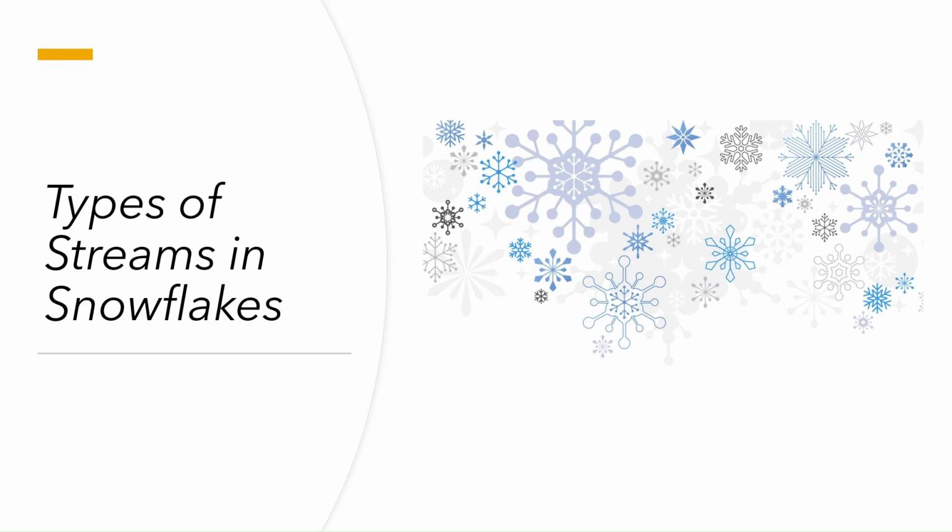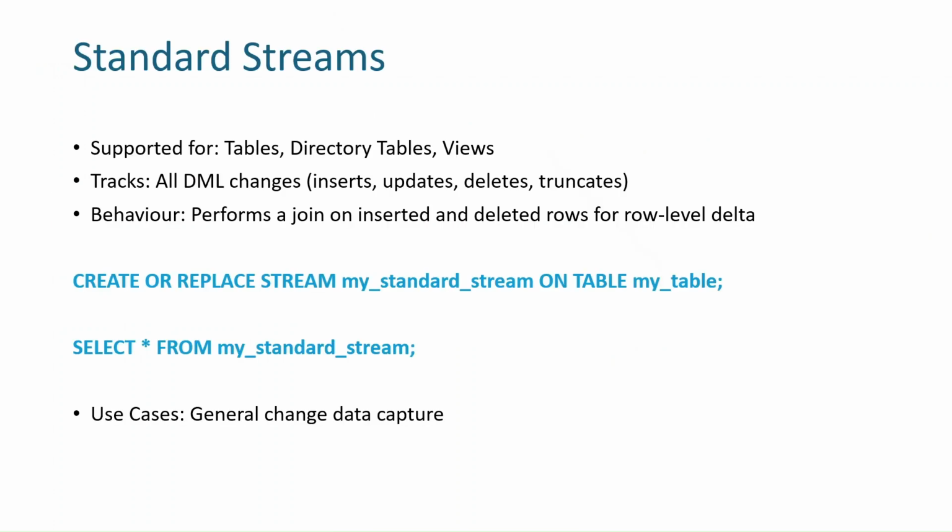Before we get into types of stream, let's quickly recap what streams are. Streams in Snowflake track changes like inserts, updates and deletes to the table. This allows you to capture and process data changes efficiently. Now let's see what are the types.